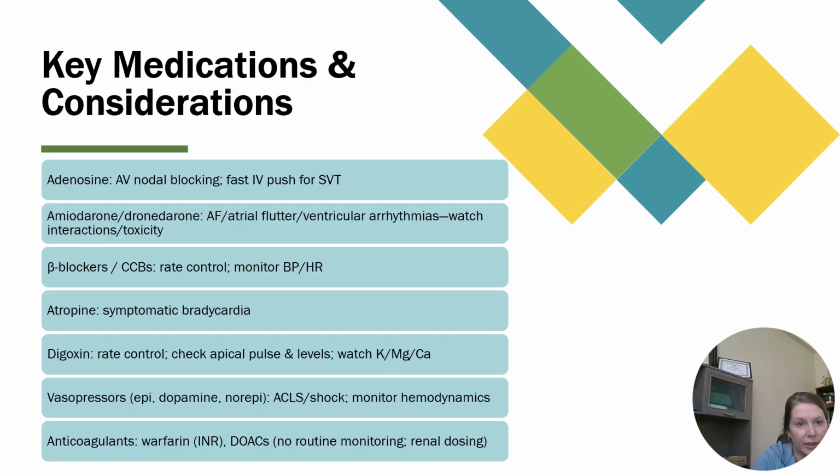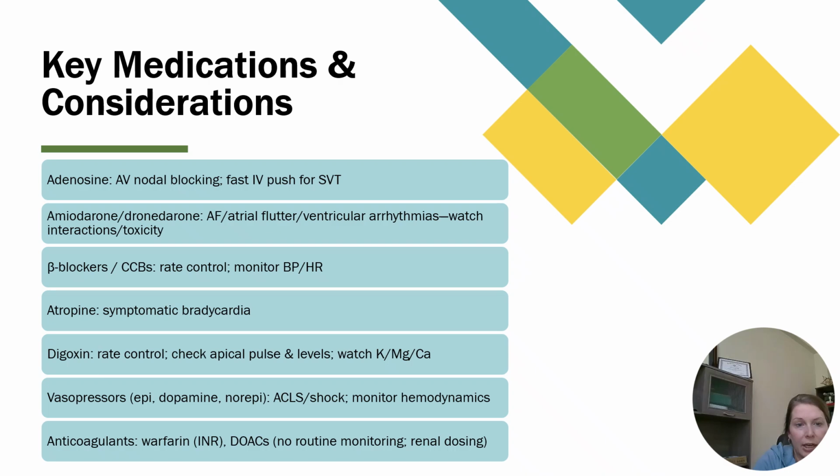Amiodarone is the one that is most commonly used. This is going to be for AFib, A-flutter, and ventricular rhythms. This can be either amiodarone pushes, so IV push, or it can be made into a continuous infusion.